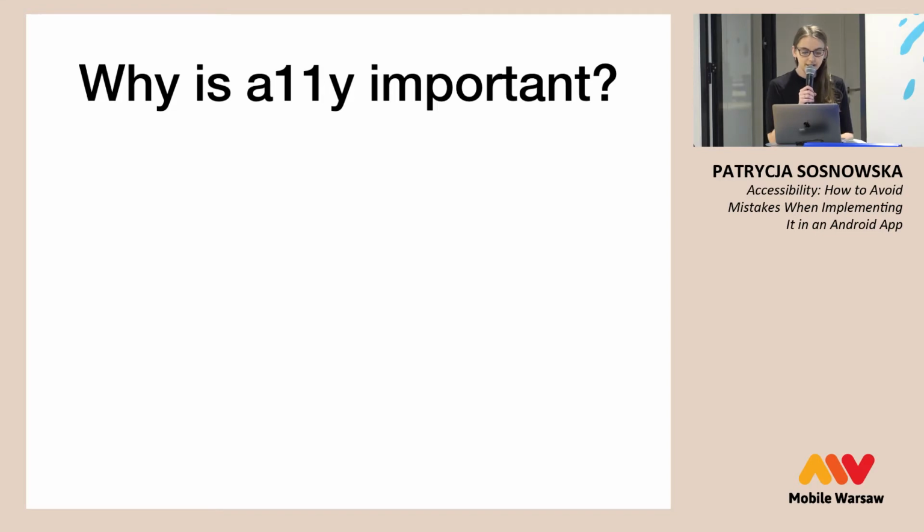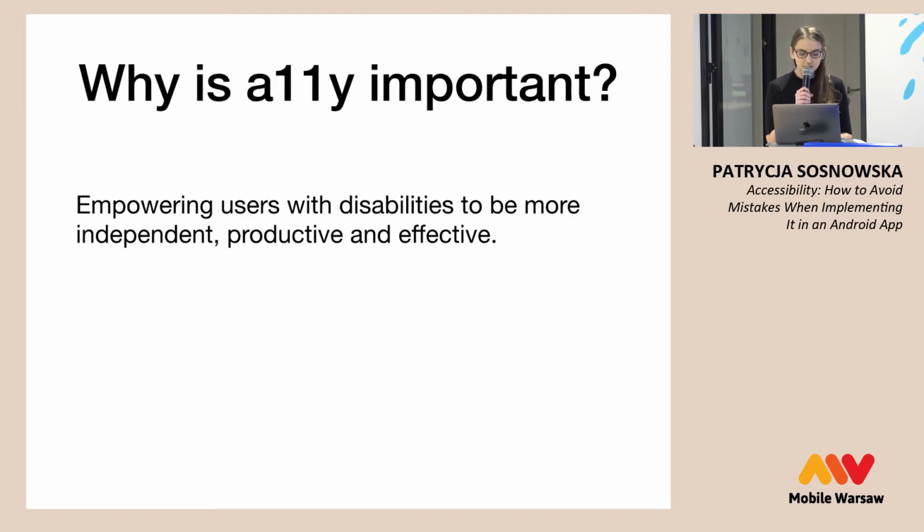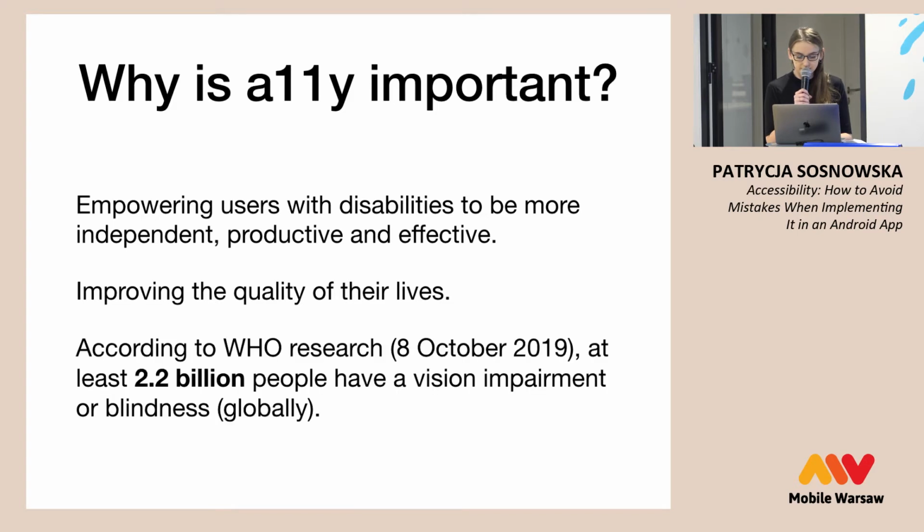You can wonder why accessibility is important. Of course, accessibility is important for us because we want to reach a wider audience with our app. But there are more important reasons. Accessibility is most of all enabling users to be more independent, productive, and effective. And the goal is to let them feel an improvement in the quality of their lives. But the most important reason is that more than 2 billion people in the world are blind or have a partial vision loss. They use Android too.